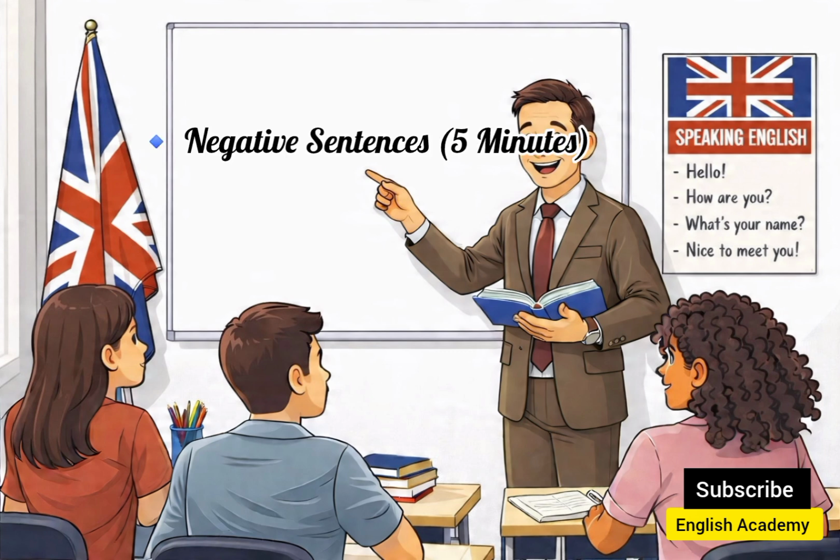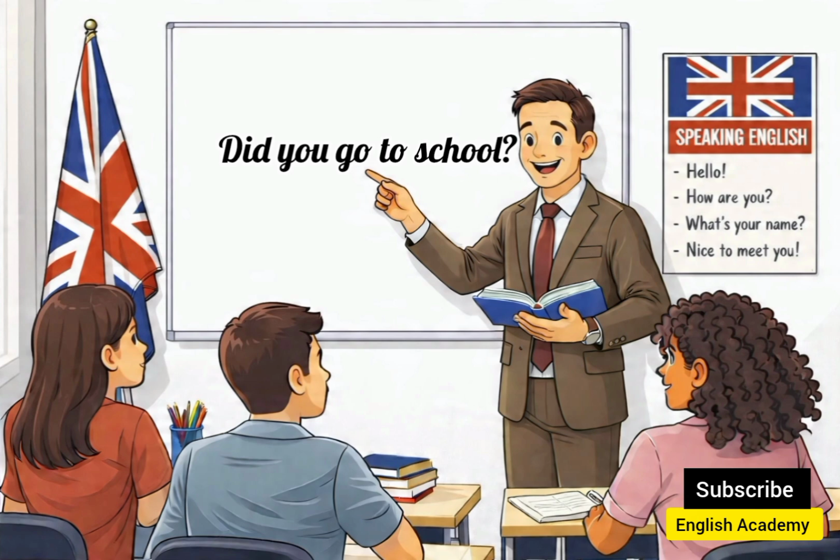Negative sentences. Structure: subject plus did not plus base verb. Questions: Did you go to school? Did she call you? Did they play football? Answer: Yes, I did. No, I did not.